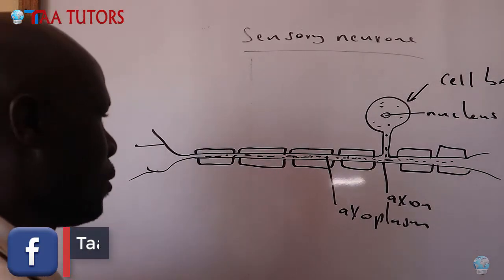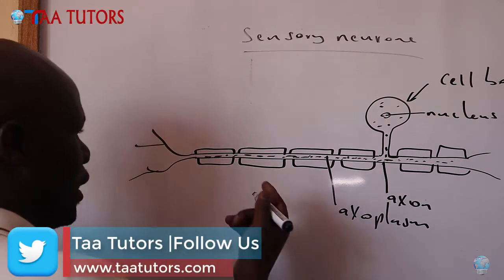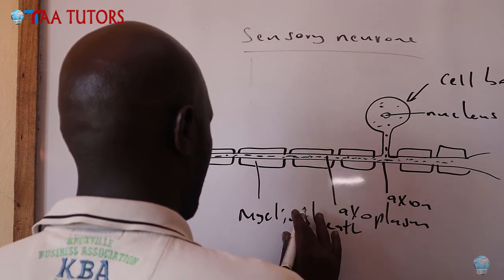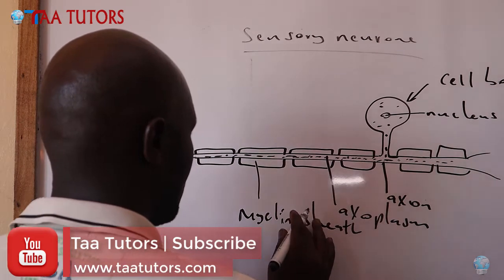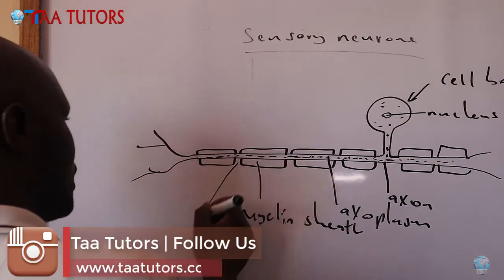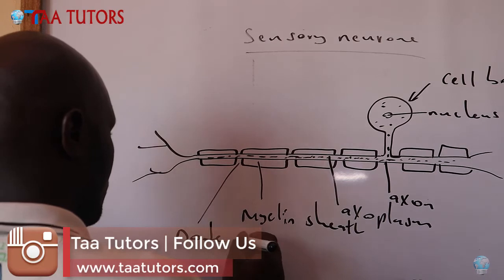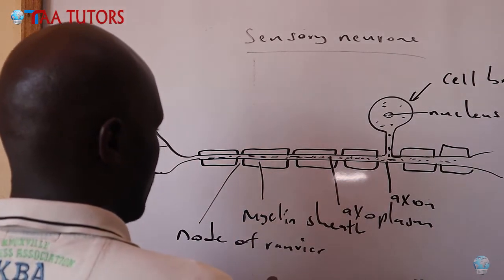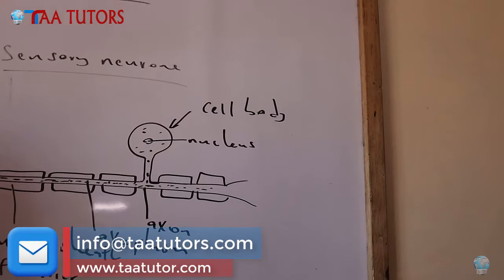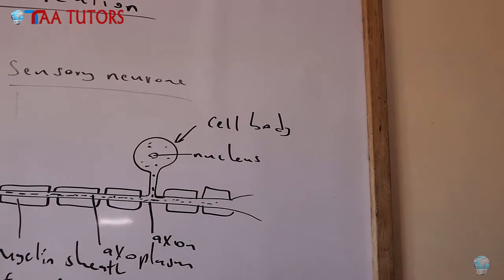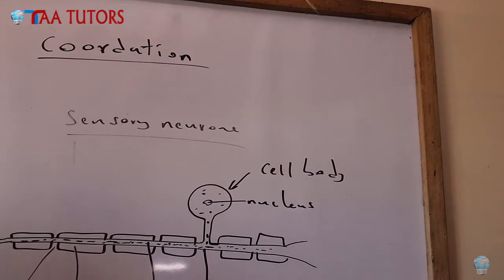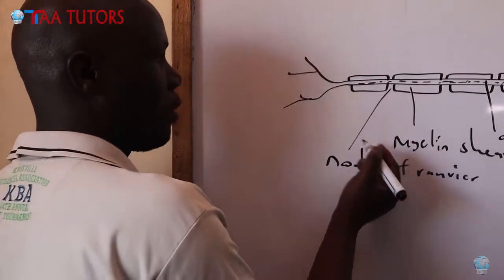The axon is insulated by a fatty layer, which is called myelin sheath. Now this is the part that is enclosing the axoplasm. So that part is very much important. Then the disjointing here is done by what's called node of Ranvier. The parts here, node of Ranvier.